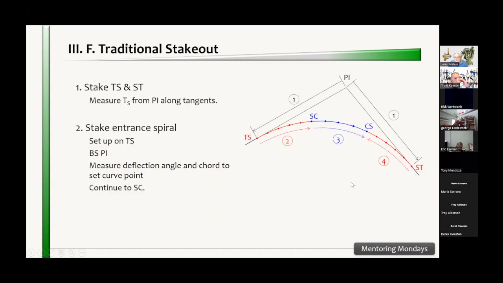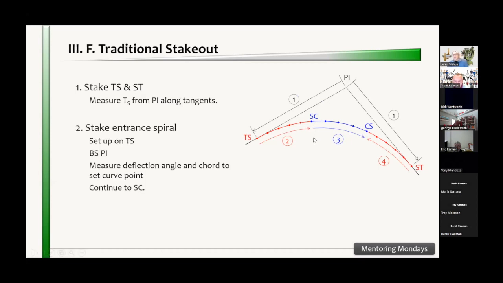Okay. So the process, the traditional fashion of staking a spiral curve, is starting at the PI, you would measure the TS station at the spiral tangent distance back at the TS, sight the forward tangent, measure that same distance and stake the ST down here. Then you would compute and stake the entrance spiral from the TS to the SC. You'd backsight to the PI, and then measure your deflection angles and your distances, and stake until you get to the SC.